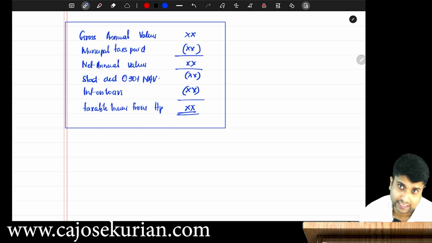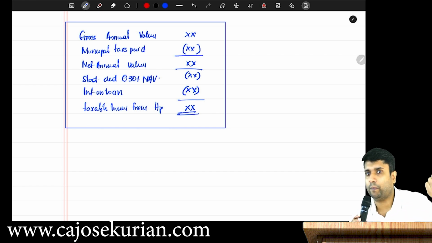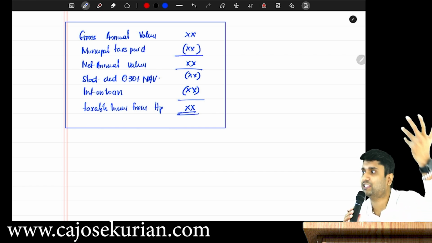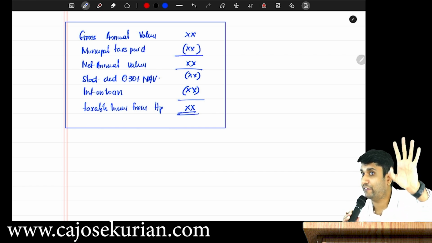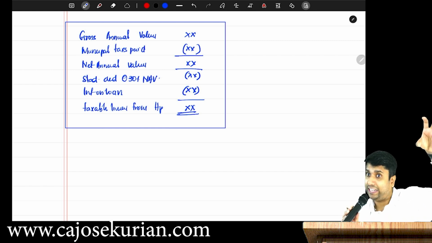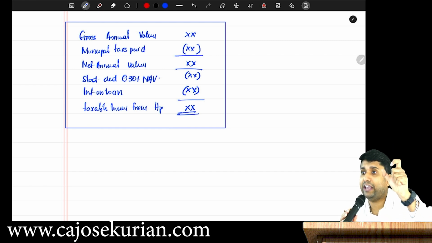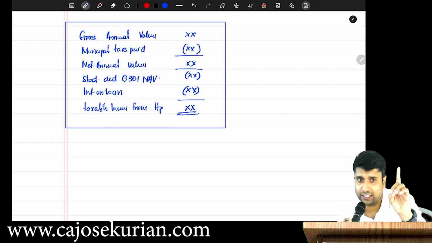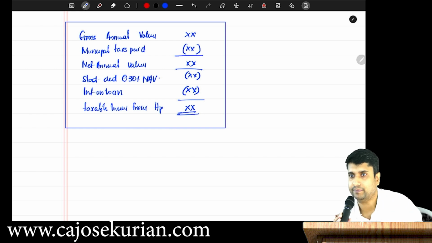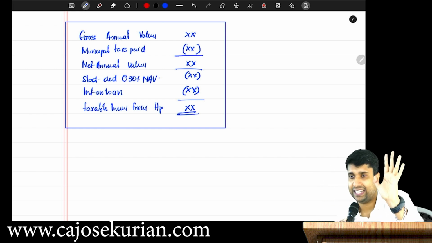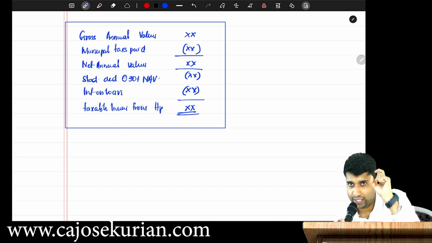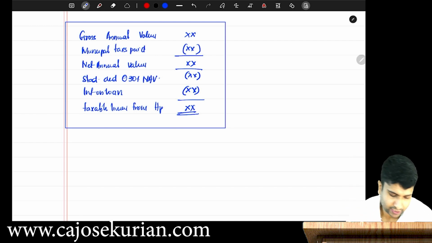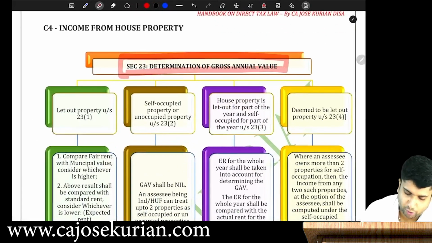Now we are about to discuss that for different types of property, there are different ways of computing GAV. So in examination, if they are asking you a question, the first thing to do is identify the type of property. Are you with me? The first thing in examination, if you see a question, you need to identify the type of property. Now let's discuss each and every property.